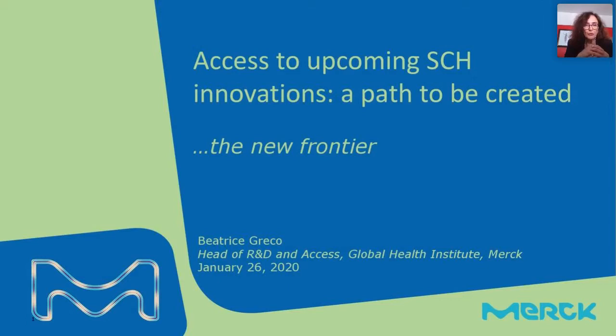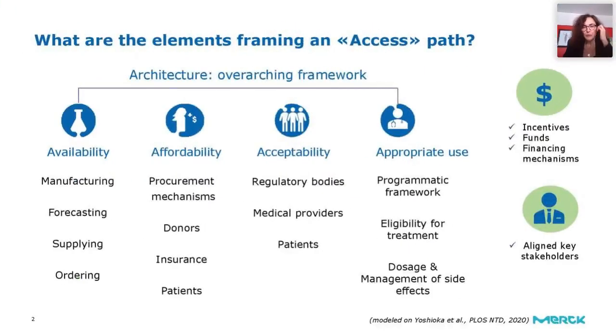And it comes to the point where we really need to start thinking about creating an access path for those innovations. But first, and I believe most of you are familiar with the 4A framework, what are the key elements that are framing an access path? As Sarah was alluding, as well as Lieven, there are some elements about affordability, etc. But in a much more structured manner, if we look at this framework, it starts with availability.